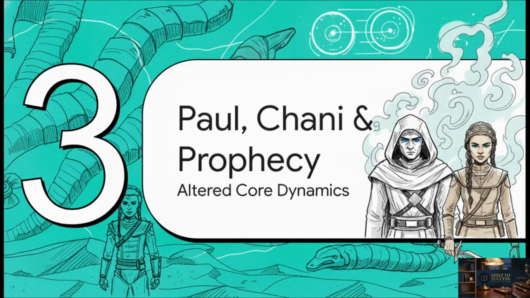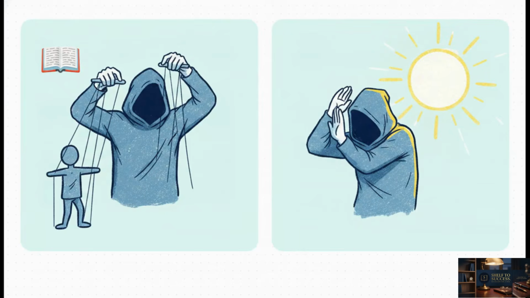Let's jump into Section 3, Paul, Chani, and prophecy. When we start comparing the page to the screen, Paul's core character really shifts. On the page, Frank Herbert gives us a protagonist who is cynically detached. Because of the omniscient narration, we literally see Book Paul actively and calculatingly using the Bene Gesserit myths to his political advantage, all while fully knowing the devastating jihad it might trigger.